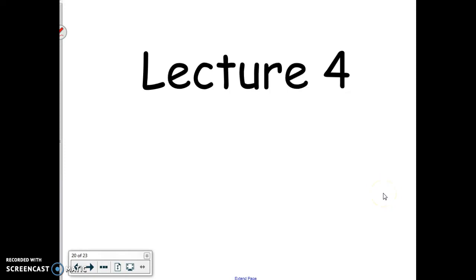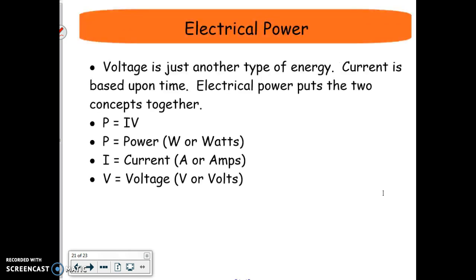Hi everyone. Here we're about to start our last lecture into electrical power. So far we've talked about series circuits and parallel circuits. And now we're going to do something that's kind of related to both of those, depending on how you look at it. We're going to talk about electrical power.